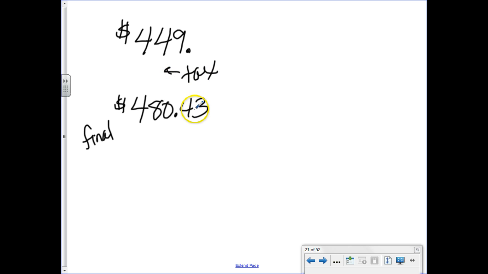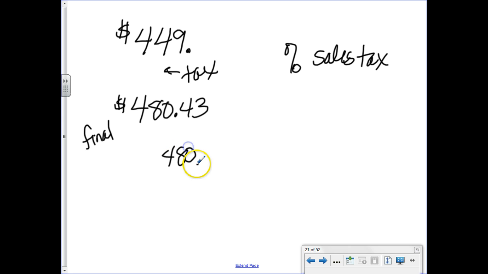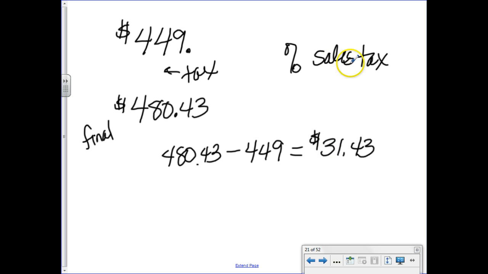Now, my question to you is, first of all, what is the percent of the sales tax? What was the sales tax rate here when I purchased this particular iPad? Well, if I want to find the percent of this tax, I first have to figure out how much this tax was. Go ahead and subtract the $480.43. Grab your calculator. Subtract $449 from that, and you will find that your cost was $31.43. That's how much tax you paid. I'm asking you, what percent of that original price was this sales tax?